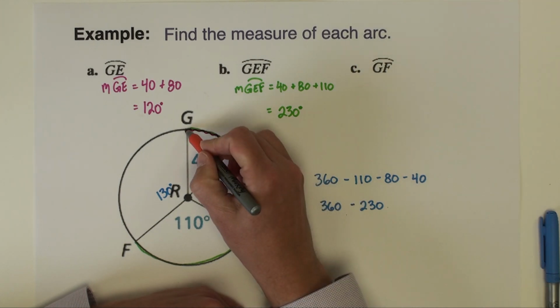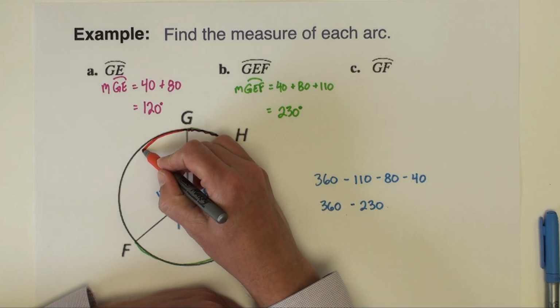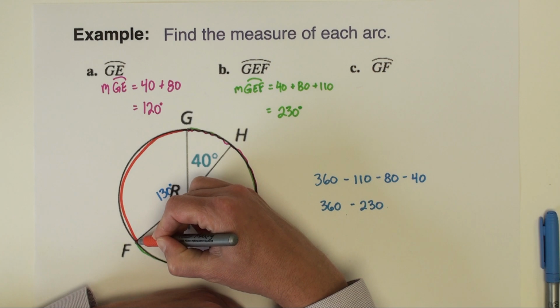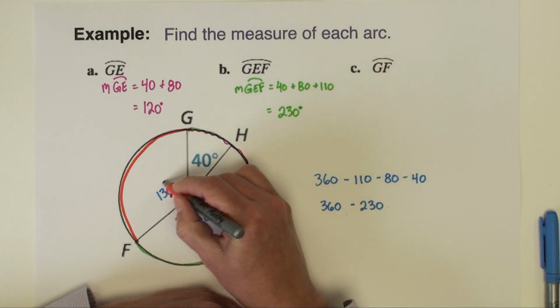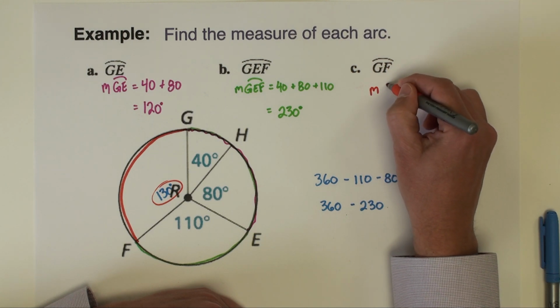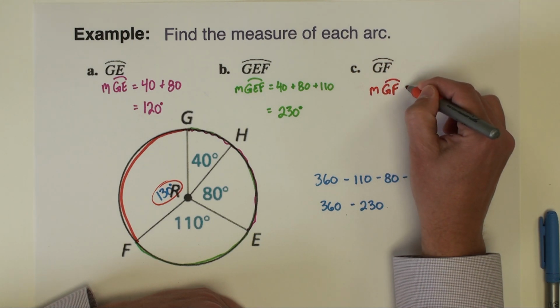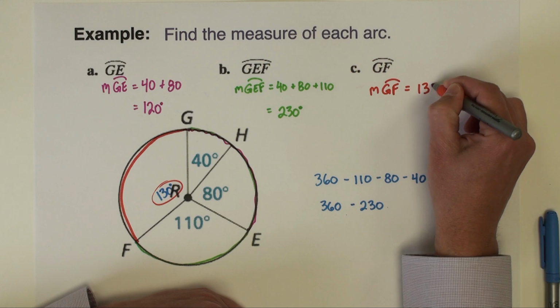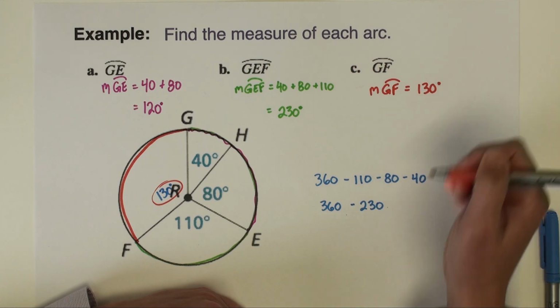And finally, arc GF. It's a minor arc that starts at G, goes around the circle to F and ends there. We found that central angle at the start of the problem. The measure of minor arc GF is going to be the measure of that central angle, 130 degrees.